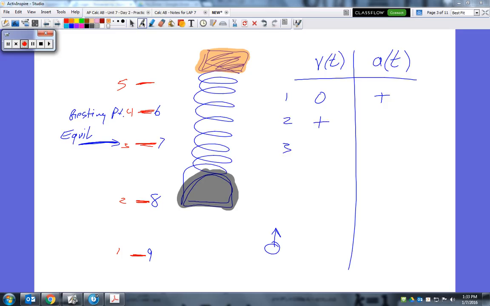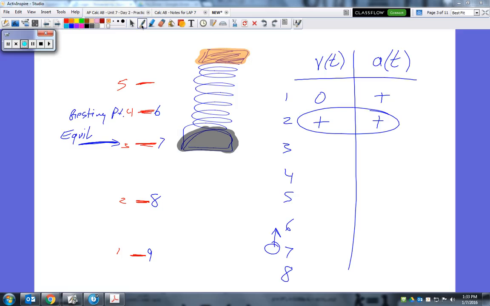So 1, 2, 3, 4, 5, 6, 7, 8. What is the acceleration? Positive. Because those two signs are the same, what's happening in that interval between 1 and 3? It's increasing the speed. Okay? So now let's go to 3. Some of you are getting it. A couple of you are not yet getting it.